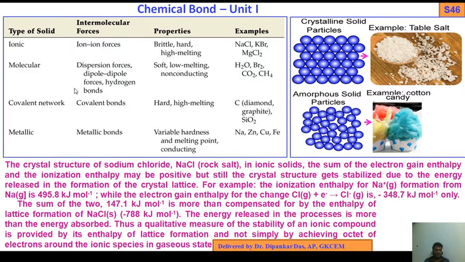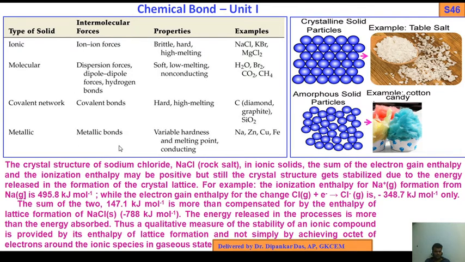Molecular solids: dispersion force, London force, dipole-dipole force, hydrogen bonding. These types of intermolecular forces are present in the molecular solids. Properties: soft, low melting point, non-conducting. Examples: water, Br2, CO2, CH4. Now covalent or network solids. Covalent bonds, hard, high melting point. For example, carbon present in diamond and graphite. Okay, graphite is a good conductor due to the presence of free electrons. Okay, SiO2. So these are the covalent network solids.